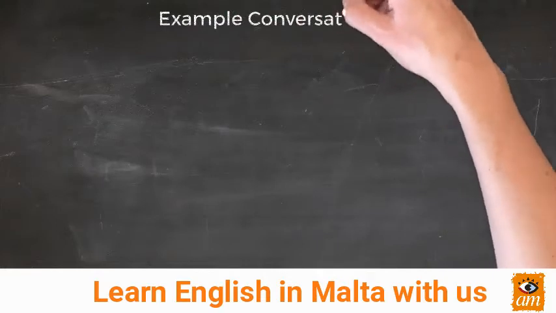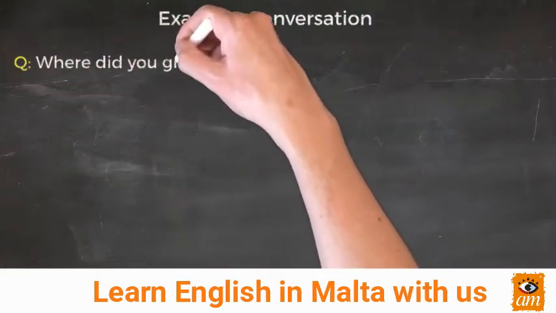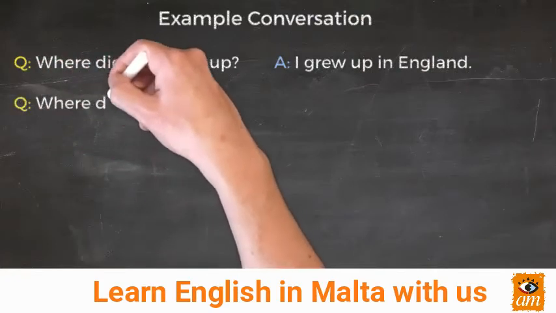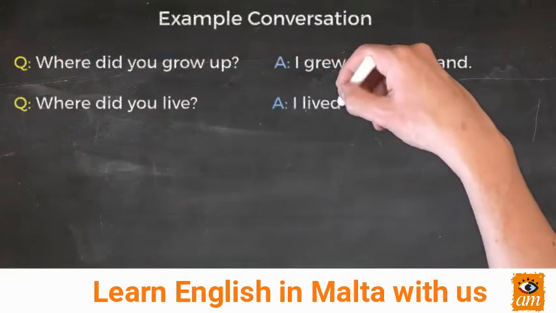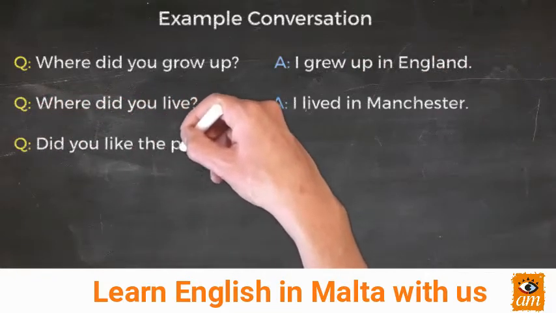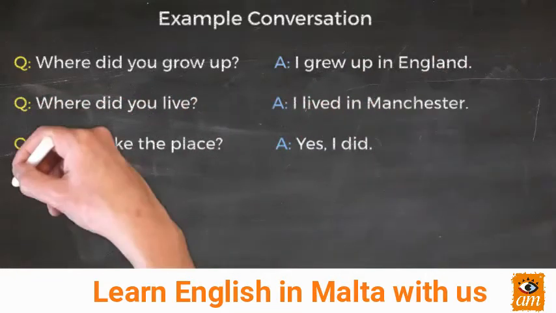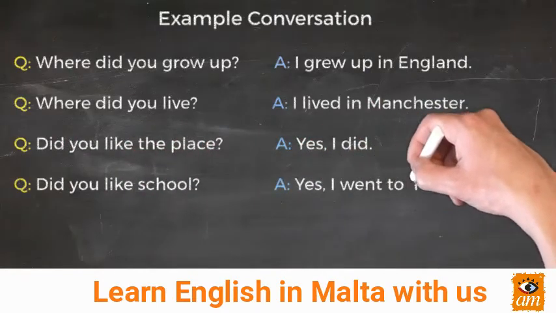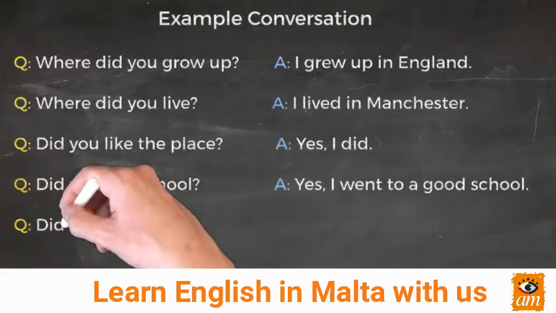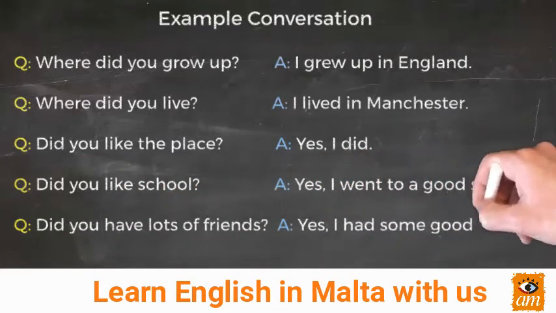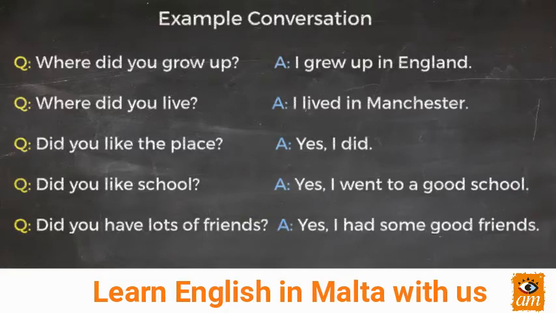Example conversation. Question: where did you grow up? Answer: I grew up in England. Where did you live? I lived in Manchester. Did you like the place? Yes, I did. Did you like school? Yes, I went to a good school. Did you have lots of friends? Yes, I had some good friends.